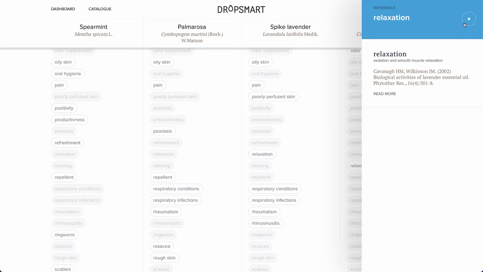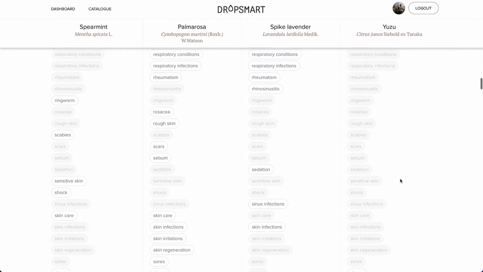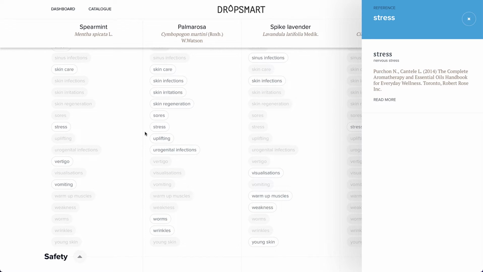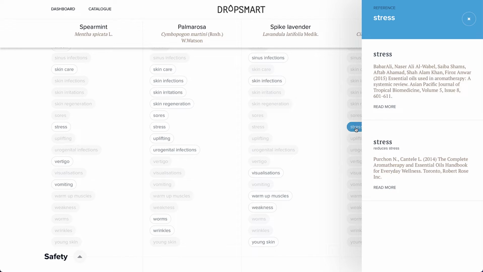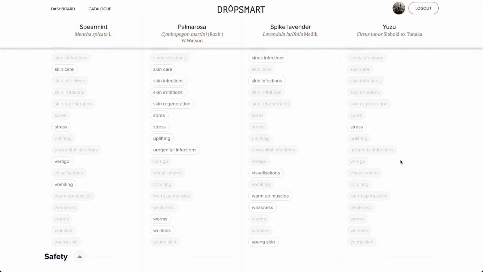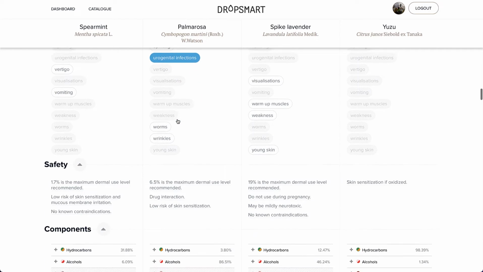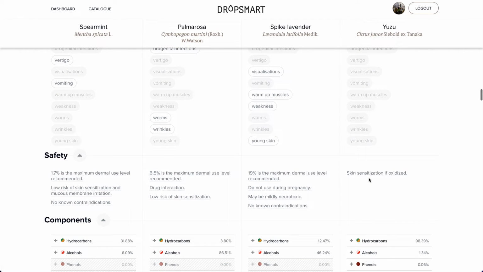Relaxation for spike lavender, and then here it is again, sedation, stress, of course, and then as I said, in DropSmart we put a little bit more info if it was available to give you an idea what kind of stress. This reduces stress, for example. So we did add that for you. So not much actually, but still it tells me a little bit more where I will use spike lavender and Yuzu to lift me up a bit, to get rid of that fatigue, whereas other ones that were more sedative I might use before sleep. Safety, of course, very important.